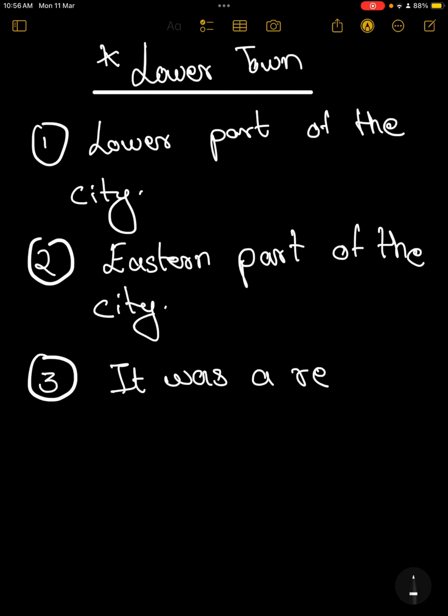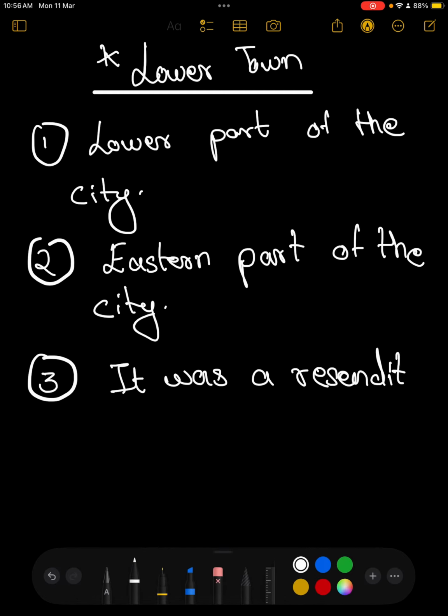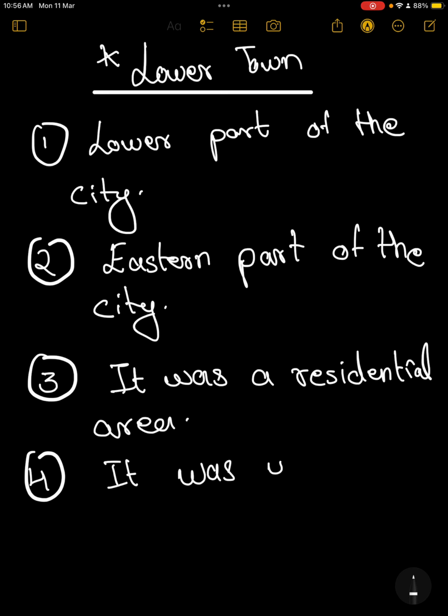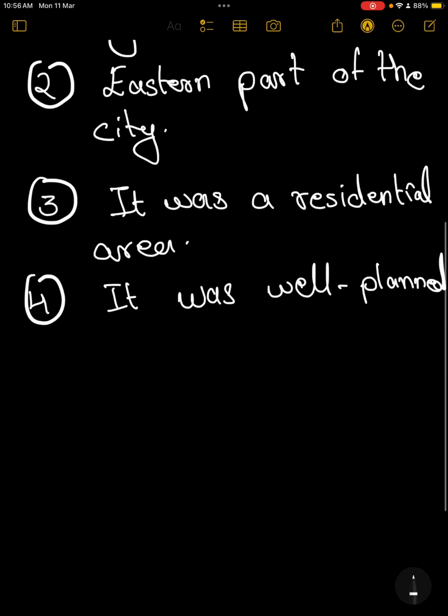Okay, these are some important points that should be included in your exam sheet, I believe, because this is very important. Now, it was a residential area. Fourthly, it was well planned and was constructed according to the grid system.